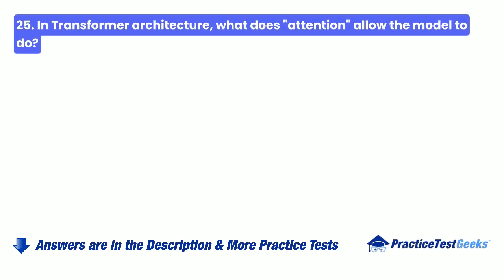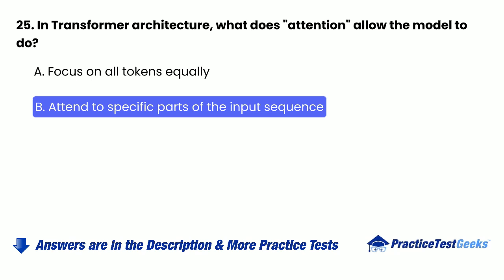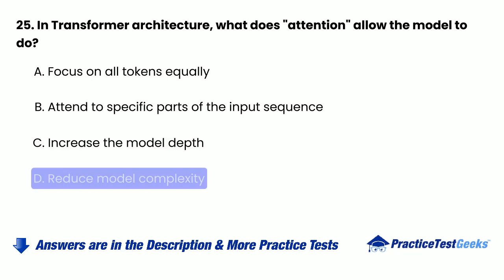25. In transformer architecture, what does attention allow the model to do? A. Focus on all tokens equally. B. Attend to specific parts of the input sequence. C. Increase the model depth. D. Reduce model complexity.